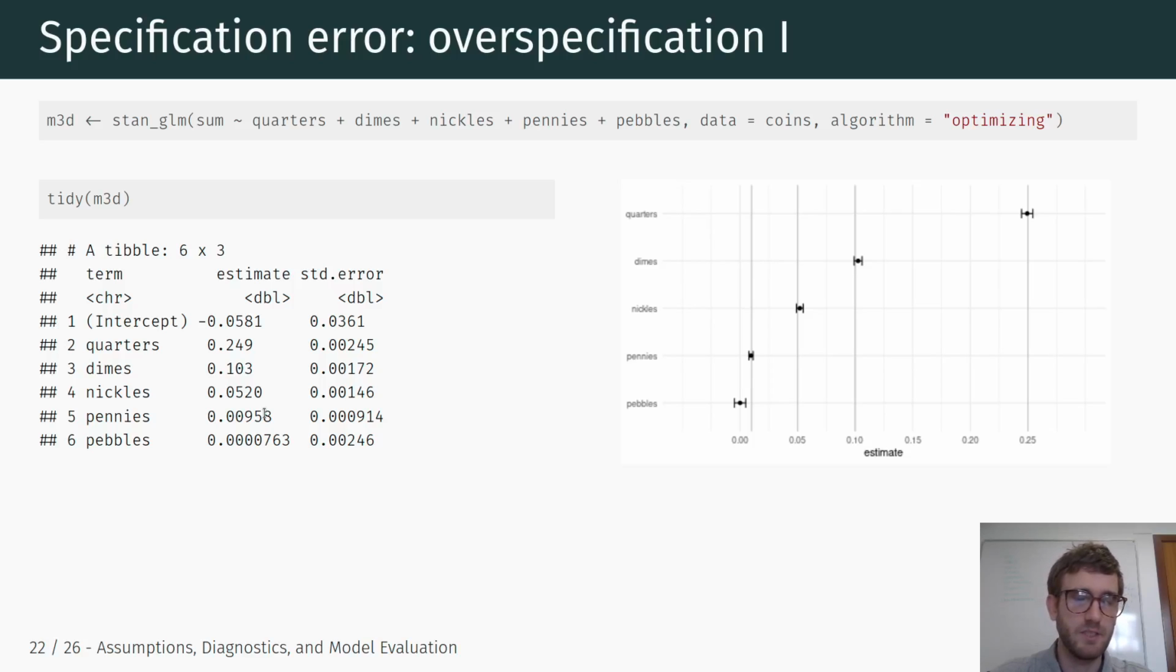Okay, so adding an additional noise factor, an additional variable that is neither correlated with the outcome variable nor with any of the predictors, does not change our estimates significantly. Okay.